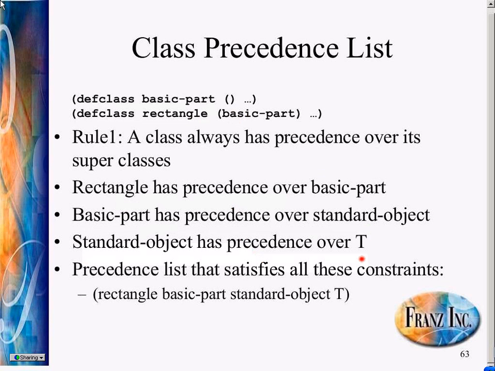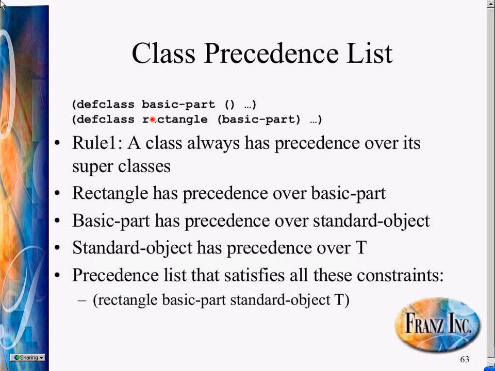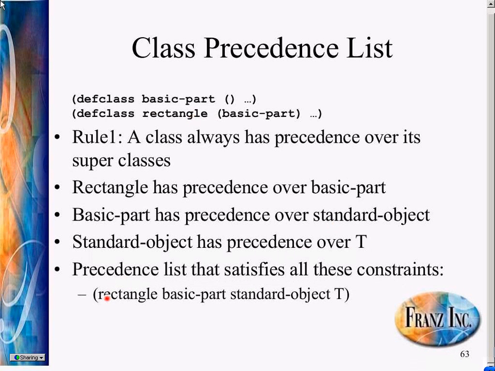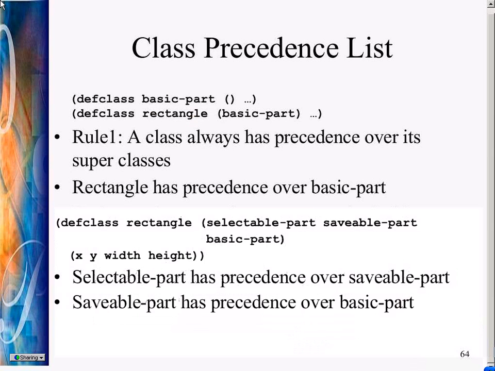T is the superclass of all the classes. It's way at the top of the tree. And the precedence list that satisfies all these constraints, so here's the precedence list for rectangle, is rectangle, basic part, standard object, T.